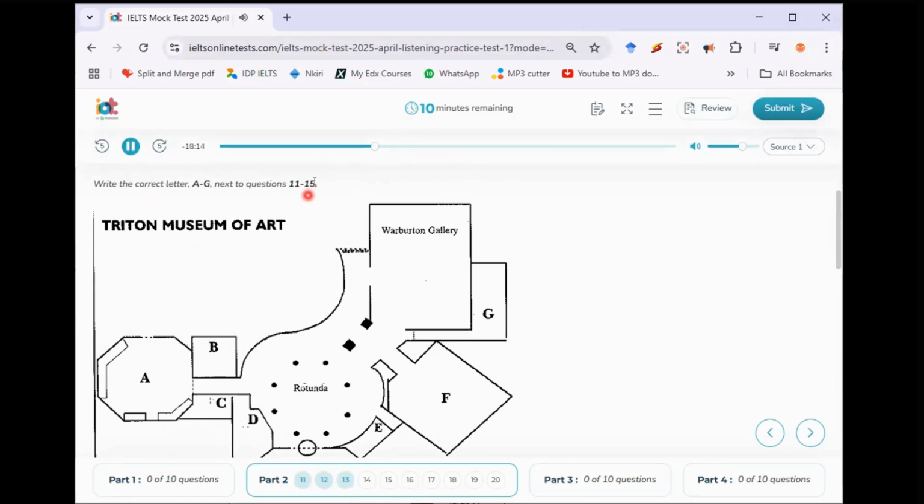And access is blocked off to the public by a railing across the entrance to that area.